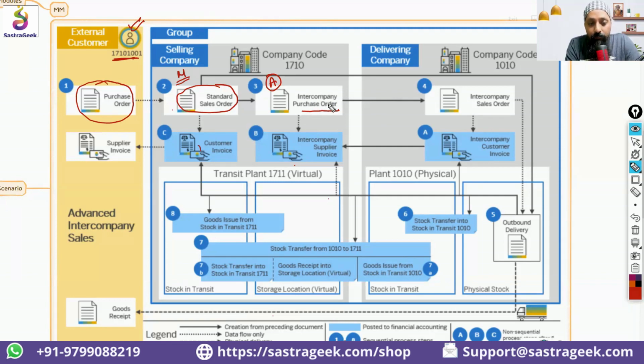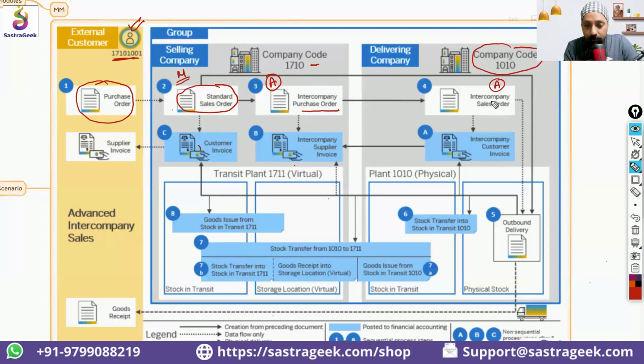As soon as the intercompany purchase order is created, in your delivering company, company code 1010 is delivering, and company code 1710 is actually having an order. Actual delivery is happening from 1010. At the fourth point, the system would automatically create an intercompany sales order. How technically at the back end it would be happening, what technology has been used, what master data has been used, what configuration is required, we would cover in our detailed SD excellence sessions. But here the intercompany sales order would be created.